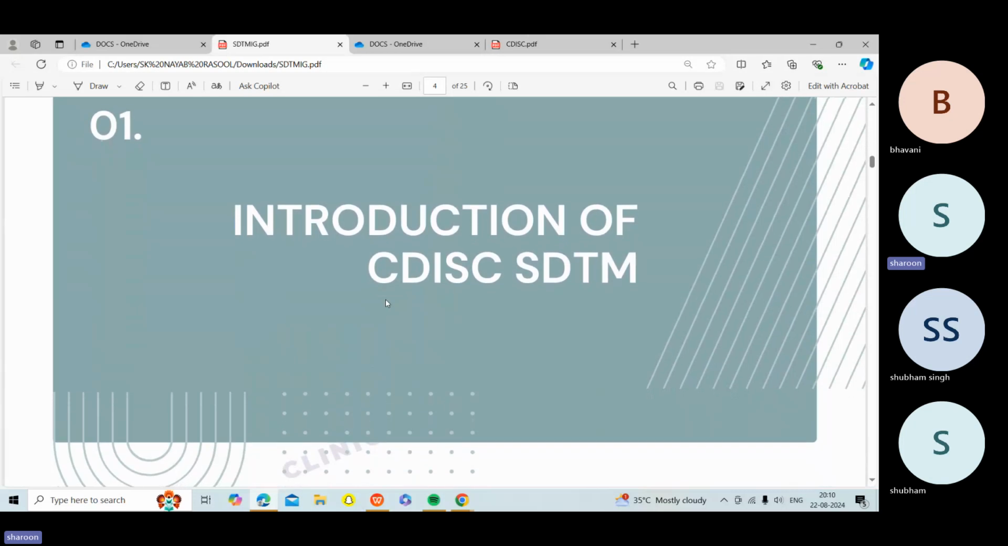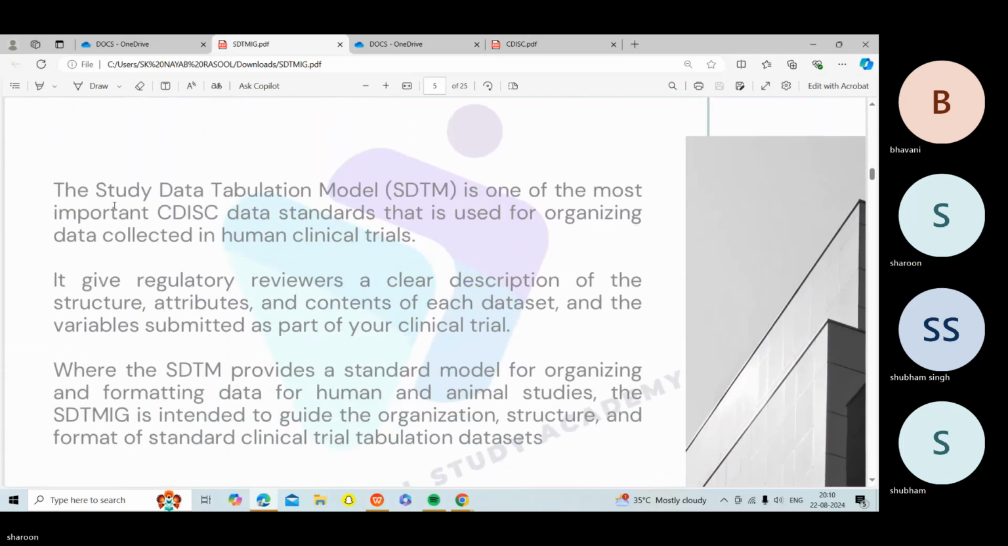Introduction of CDISC SDTM. The Study Data Tabulation Model is one of the most important CDISC data standards that is used for organizing data collected in human clinical trials. It gives regulatory reviewers a clear description of the structure, attributes, and contents of each dataset and the variables submitted as part of your clinical trial, where the SDTM provides a standard model for organizing and formatting data for human and animal studies. The SDTM IG is intended to guide the organization, structure, and format of standard clinical trial tabulation datasets.